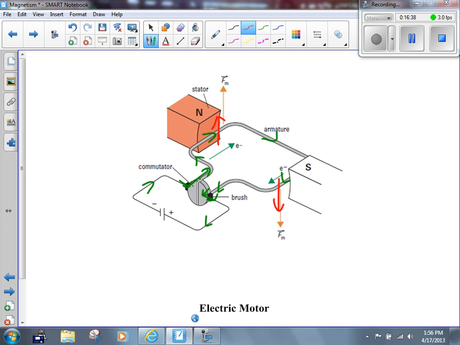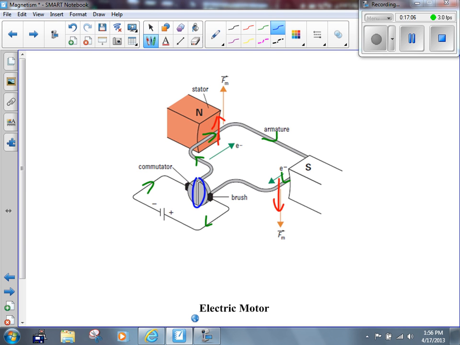What happens is, if this represents my armature right here, one side, the other side, this side's pushed up, this side's pushed down, it ends up rotating. We get what's called torque on this, and it rotates. But it only rotates 1/4 of a revolution before the commutator, before this little insulating gap in the commutator right here, is in contact with the brush.